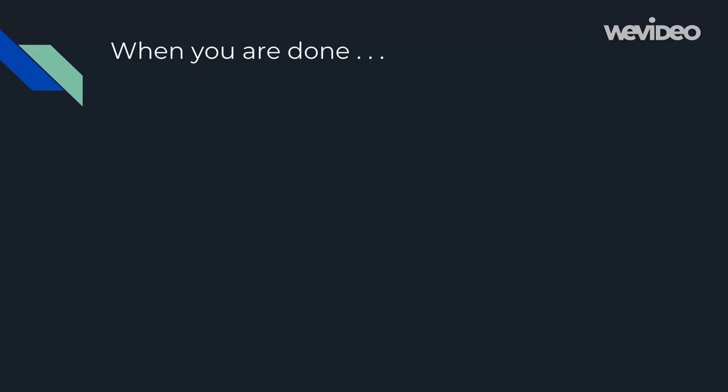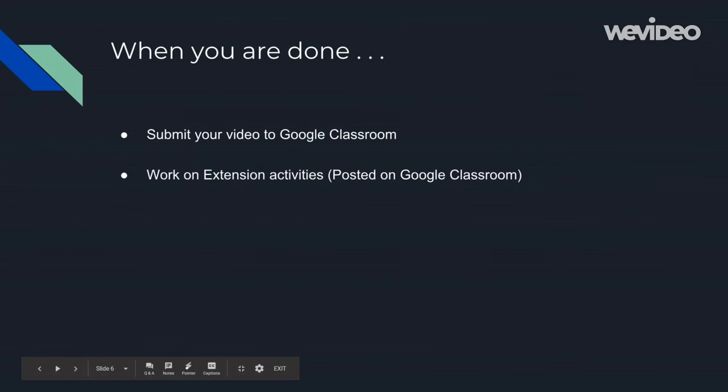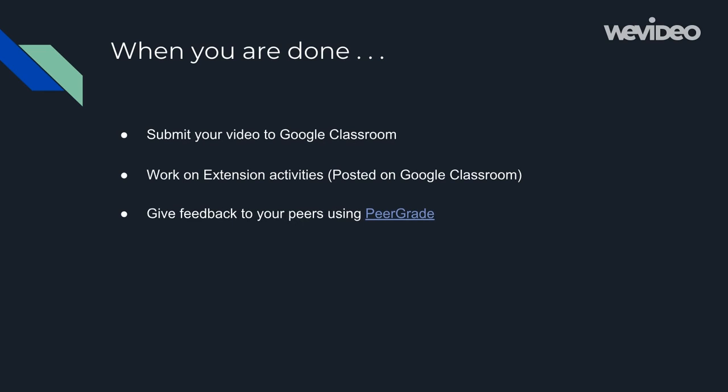And when you're done creating your video, you have a few things you can do. So, first of all, submit your video to Google Classroom for it to be graded, and I'll compile all the videos together when everyone's finished. Work on the extension activities. So, as normal, those are all posted to Google Classroom. Some fun ones on there. And give feedback to your peers as they post. So you can use peer grade again, so all anonymous, but remember the 3 stars and a wish, 3 things you really liked about the video, and then something you think would be an improvement to that video.